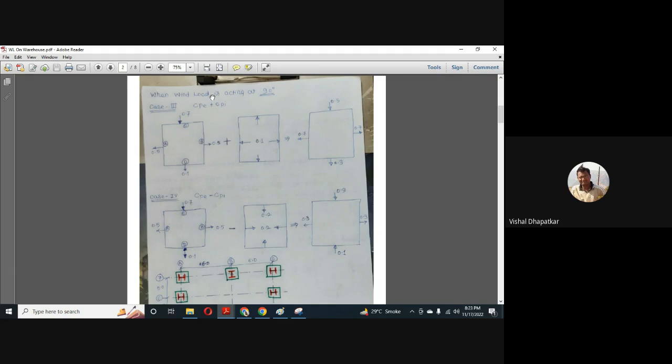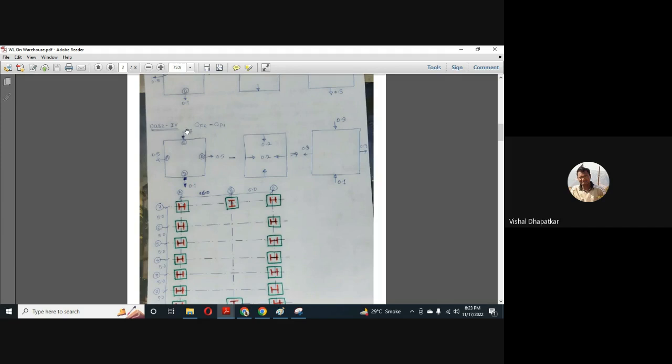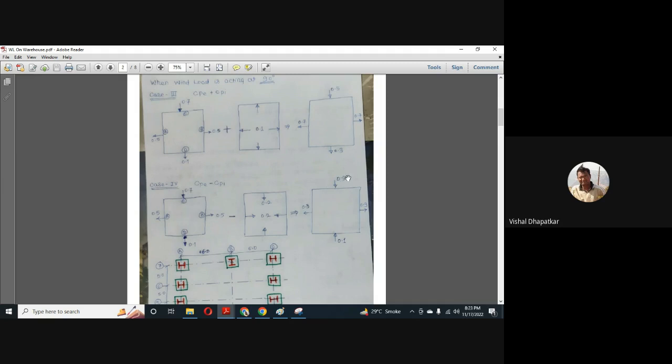So again we will consider CPE plus CPI. 0.2 will be the internal pressure coefficient, and with the algebraic sum of all these coefficients, we got the net resultant 0.7 on the side face, 0.5 on the windward face, and 0.3 on the leeward face. Same combination with the internal pressure coefficient creating suction: the same algebraic sum will be done, and we got 0.9, 0.1, 0.3, 0.3.